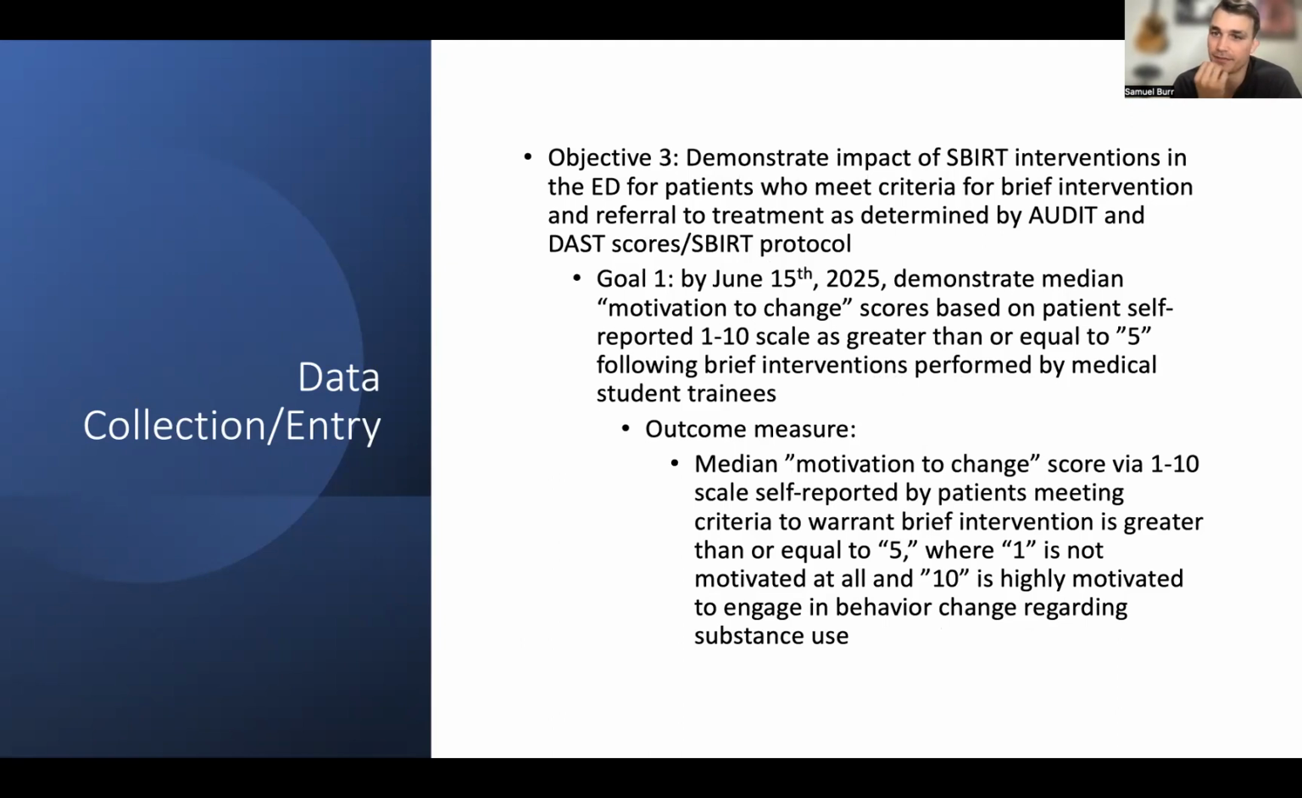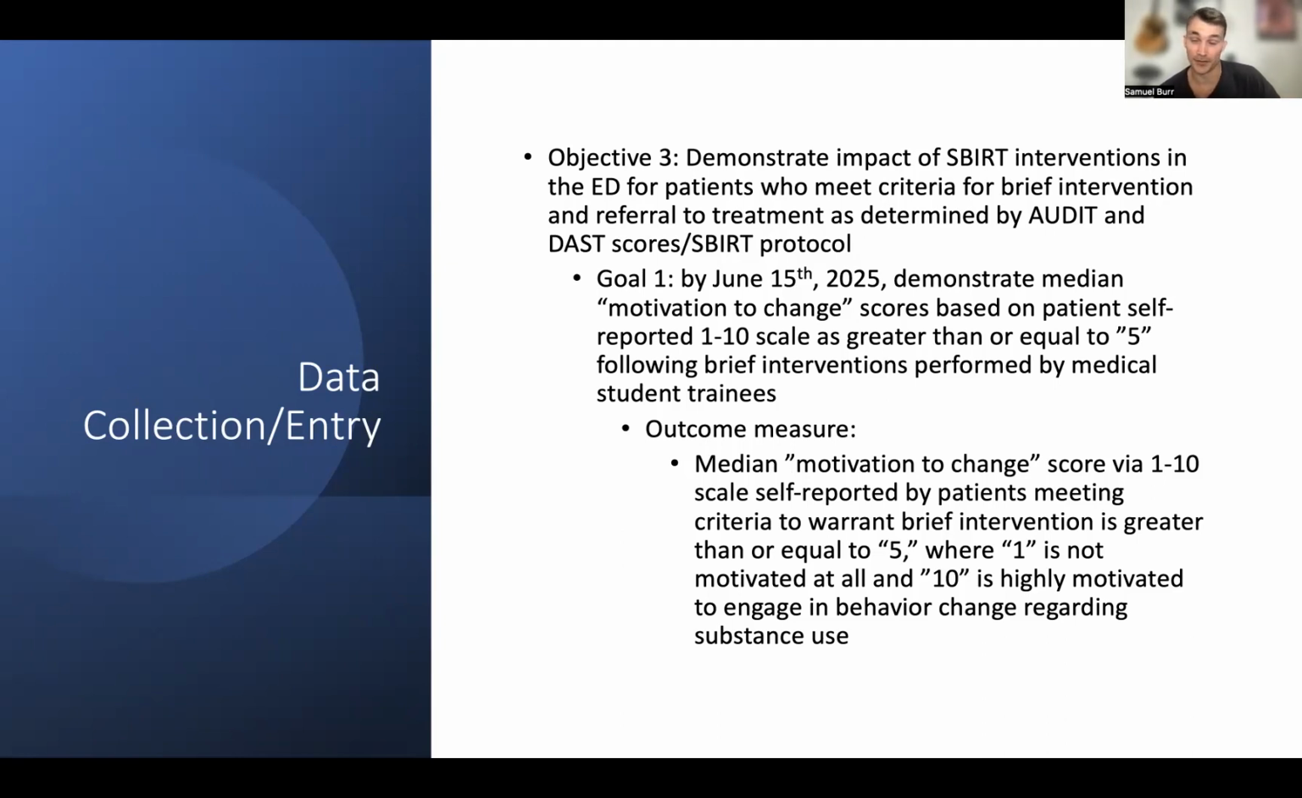The third objective is going to be the impact arm. So this is basically: are the SBIRT interventions resulting in increased motivation or readiness to engage in behavior change, or reduction in use, cessation of use, et cetera? So at the end of every brief intervention, we'll ask students to implement the readiness to change ruler and ask patients to self-report where they're at on that 1 to 10 scale.